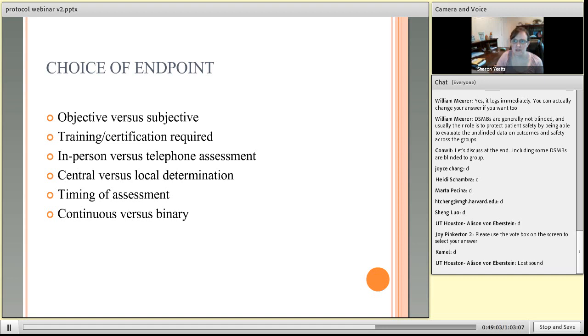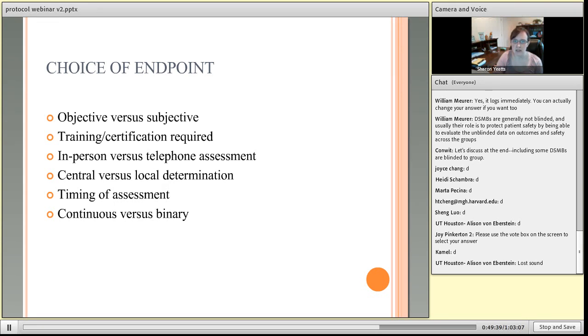Subjective endpoints, especially in the case of the MRS, or the modified Rankin scale, can provide much more information, and they are often very useful endpoints. When you're using something like that, it's even more important to consider these other points. How much training or certification is going to be required for your outcome assessors? If you have a subjective endpoint, something where there is variability between assessors, what can you do to make sure that that variability is minimized?